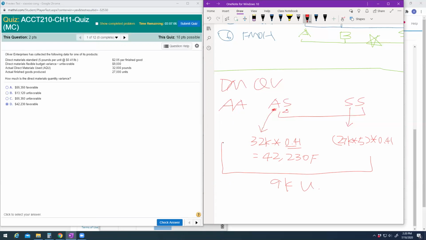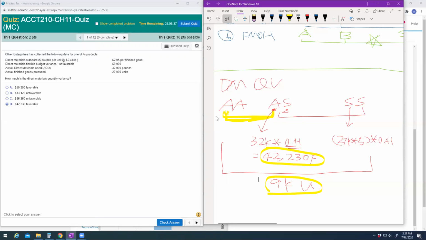So if this is the case, if I ask you one more step, instead of asking the quantity variance, I ask you what is the price variance. You should be able to get it. You say, Professor, how do I get it? If overall is 9,000 unfavorable, and this part is 42,230 favorable, then you should be able to get this part, right?